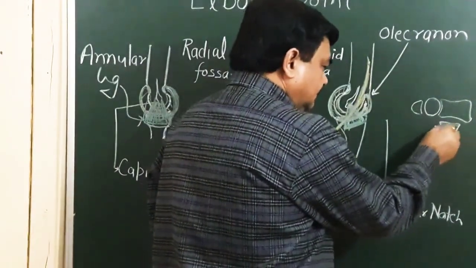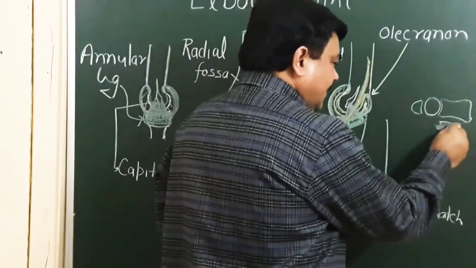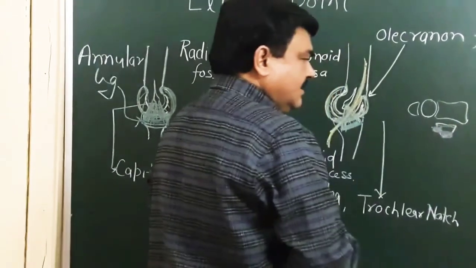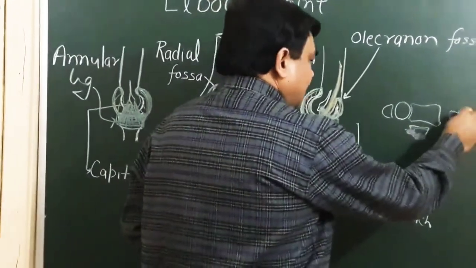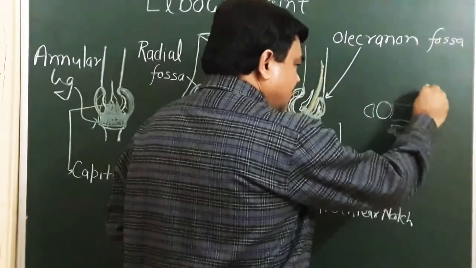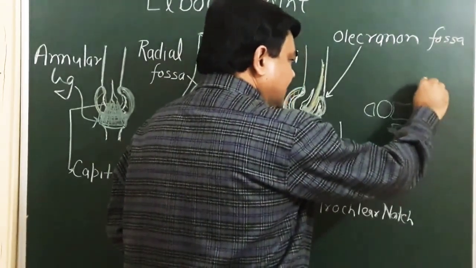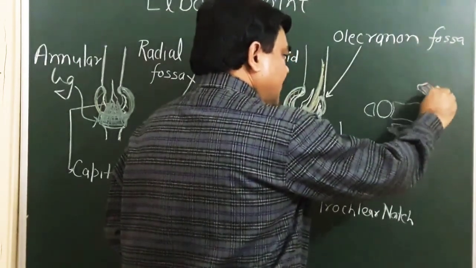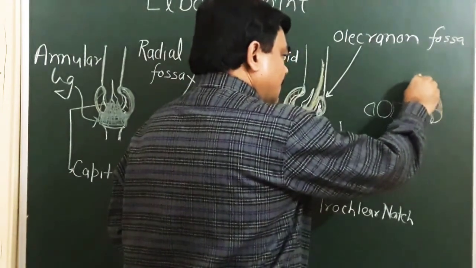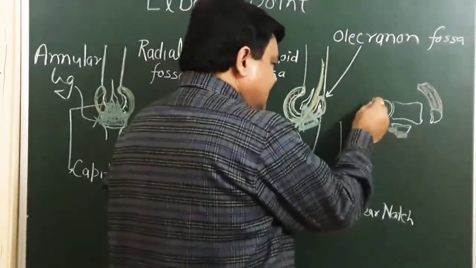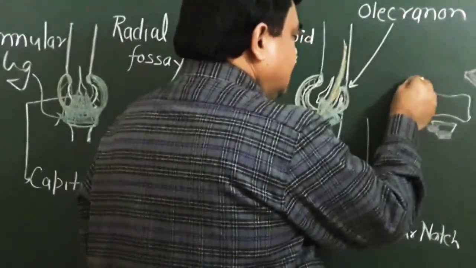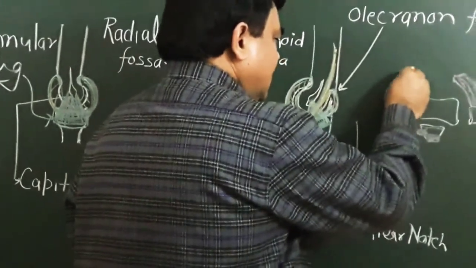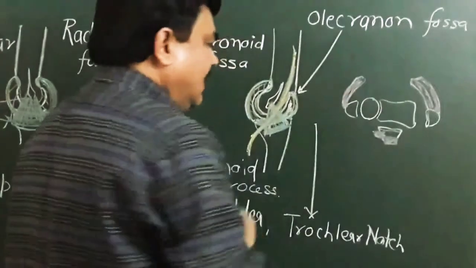Here is anconeus, and posteriorly here is triceps. And medially there is flexor carpi ulnaris and other muscles of the common flexor origin. Here is extensor carpi radialis brevis and other muscles of the extensor compartment which take origin from the lateral epicondyle.